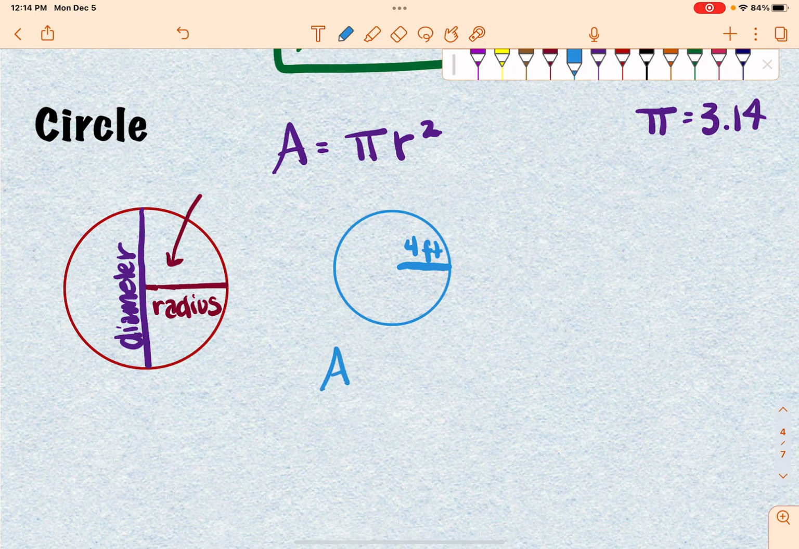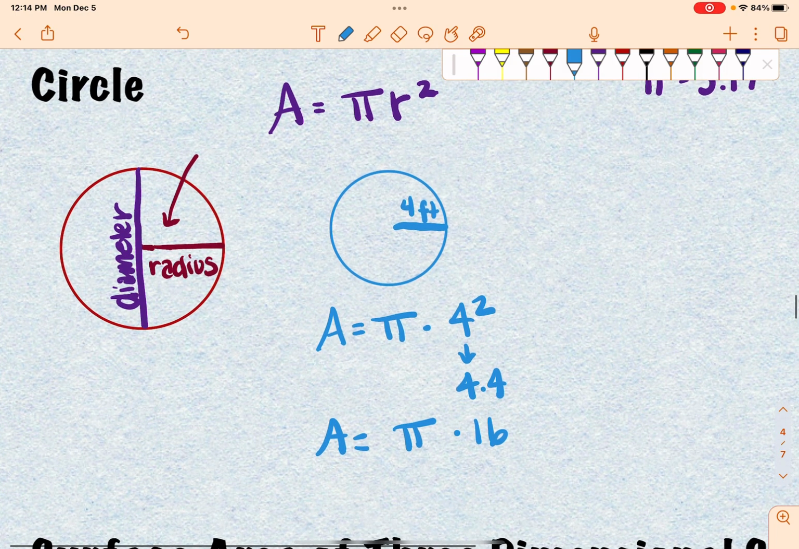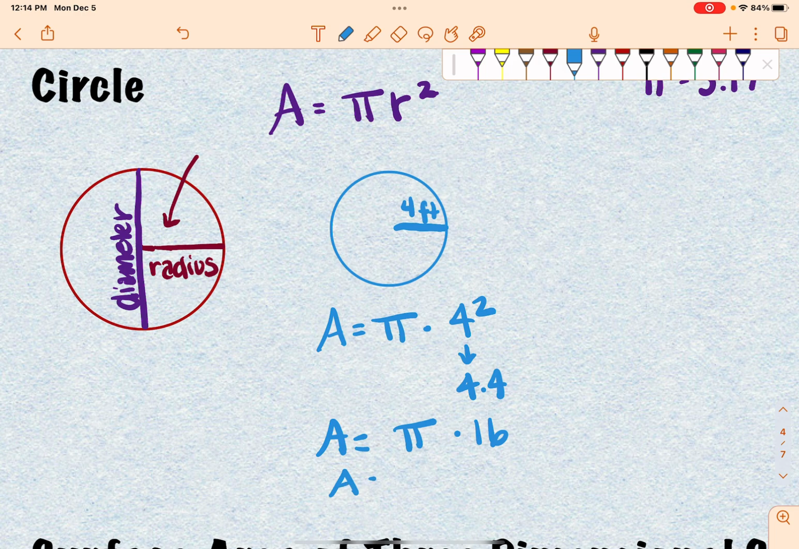My area would be pi times your radius squared. Radius squared means that that number right here gets multiplied by itself twice. So that basically means 4 times 4, which would be 16. When people write this, you'll see them do one of two things. Either they'll write the area is 16 pi, and this one would be feet squared.